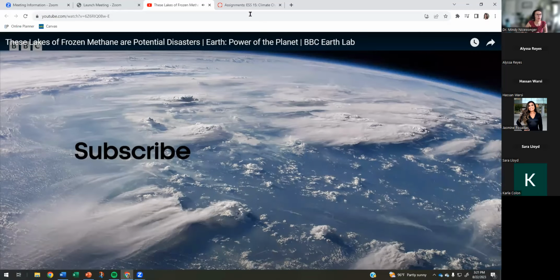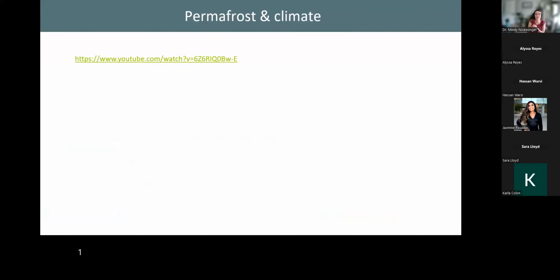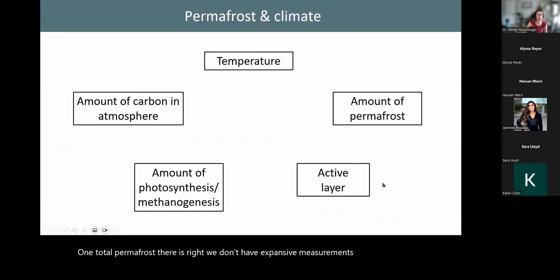Okay. And the reason we can't say yet is because we just don't know how much total permafrost there is. We don't have expansive measurements, and we also don't know if it's methane or carbon dioxide.